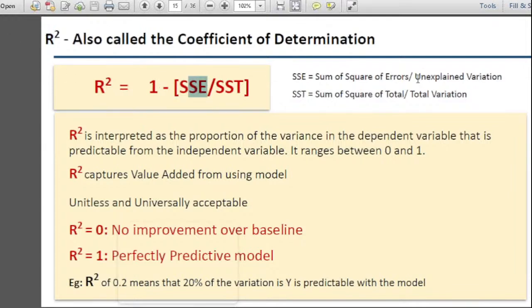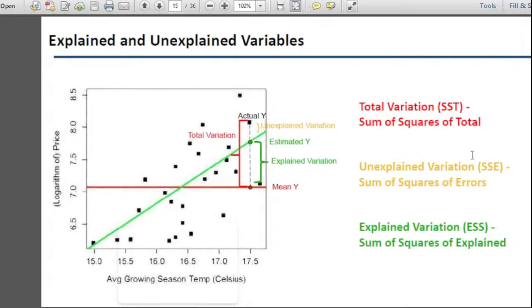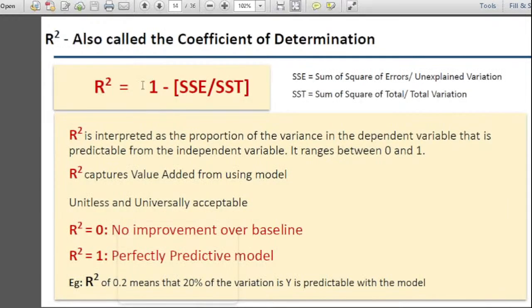SSE. What is SSE? Unexplained, right? Upon total SST and doing a 1 minus of it. So it is equal to ESS upon total, right? 1 minus, right? So I am minimizing the errors here and subtracting it from 1. That will give me R square. Is that clear? R square is a notation, right? We are not squaring anything right now here, but we are subtracting because we are dealing with squares, so we call it R square. Okay? Clear how R square is calculated?